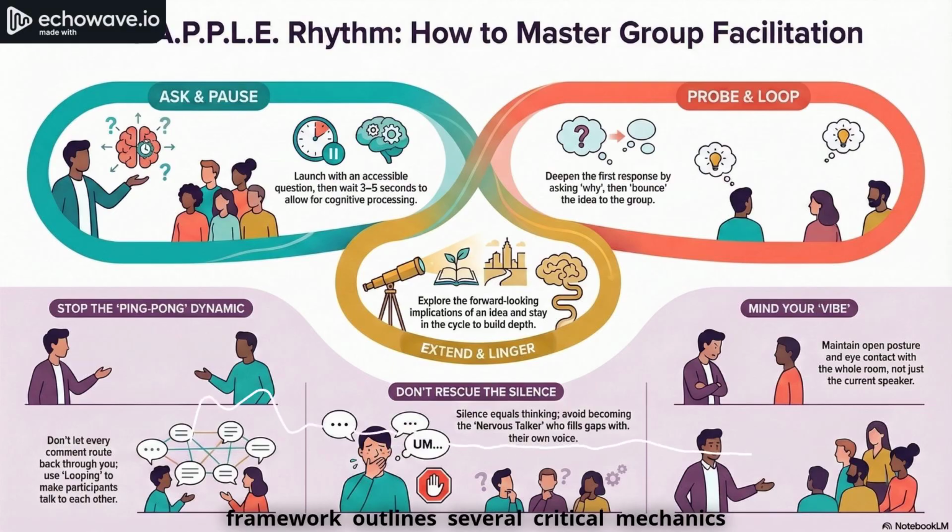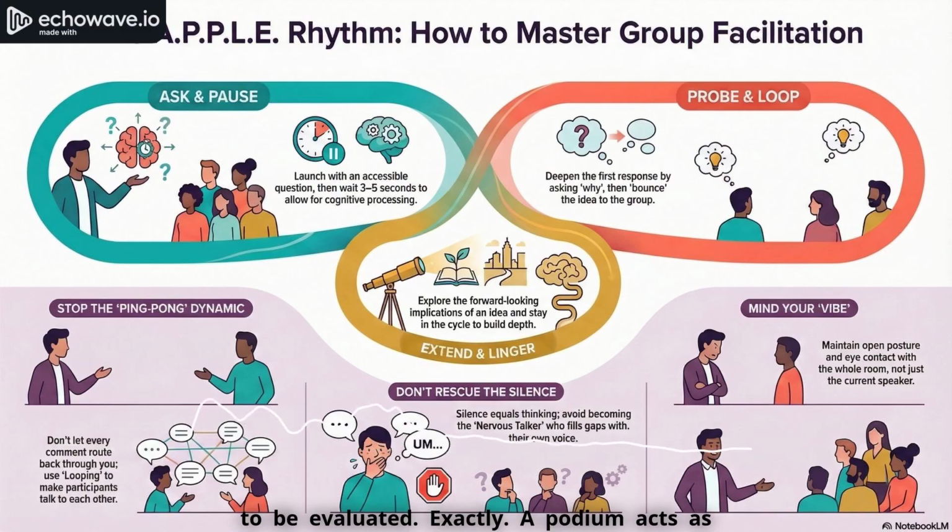The framework outlines several critical mechanics regarding the physical energy, what they call the vibe of the leader. This is fascinating to me because we rarely think about our bodies when we are worried about our discussion questions. We really don't. But the physical posture you adopt completely changes how your audience interprets your words. Like if you are standing behind a podium gripping the edges, or if you're sitting stiffly at the absolute head of a long boardroom table, you are projecting authority. You're subconsciously telling the room, I am the judge, and you are here to be evaluated.